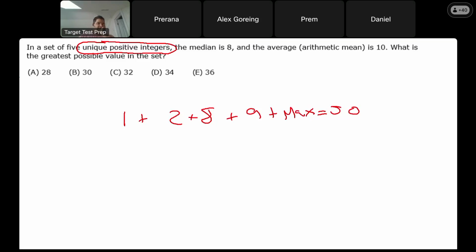Now, if they weren't unique, the way we would have done this, just so you guys know, is it would have been 1, 1, 8, 8, max, because the median is dictating what's happening in the middle of this set. But because we do it this way, we subtract over, and the max obviously becomes 30. So you really have to keep a look at whether they're saying that things are unique or not unique when dealing with these things. So anyway, nothing crazy here.